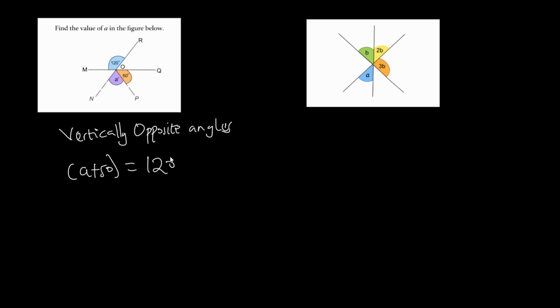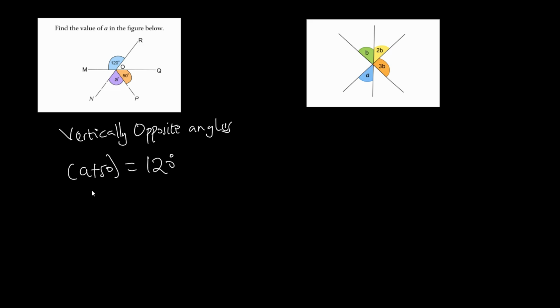Now over here, what do you think the property I'm going to use is? As you can see, I can use several properties to find the value of a, but the one that best fits is vertically opposite angles. So vertically opposite angles, as you can see, 120 is vertically opposite to this angle, and inside this angle we have a and then 50. So as you can see, this angle a plus 50 is equal to 120 because vertically opposite angles are equal.